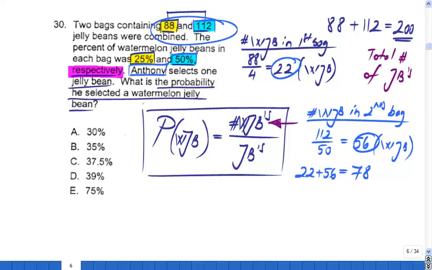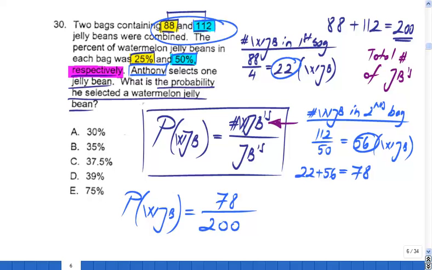So now Anthony will have a chance to get a watermelon jelly bean out of the big bag given by the ratio of the watermelon jelly beans placed in the bag, 78 for this problem, divided by the total number of jelly beans in that bag. And now this is 78 over 200. And the easiest way for me to find this probability would be to divide this 200 by 2 and divide my 78 by 2, and I'm not going to do anything else, right?